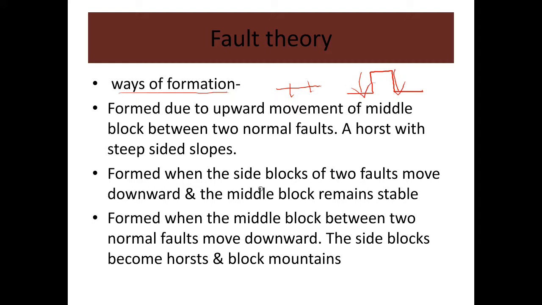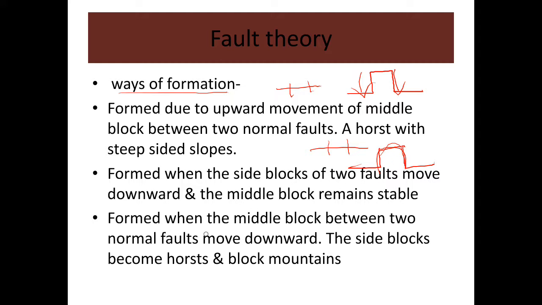Then another is formed when the side blocks of two faults move downward. So this is the normal fault, this is the crust. This region is stable. The side blocks of two faults move downward, so this region remains stable and these regions move downwards. Then there is a horst formation again. The middle block remains stable here.